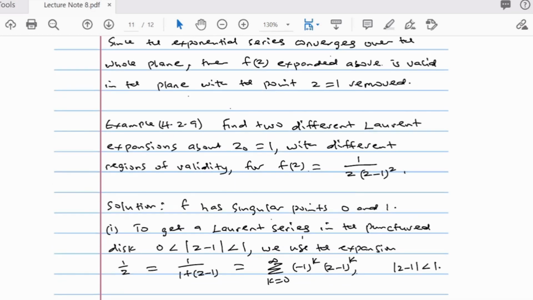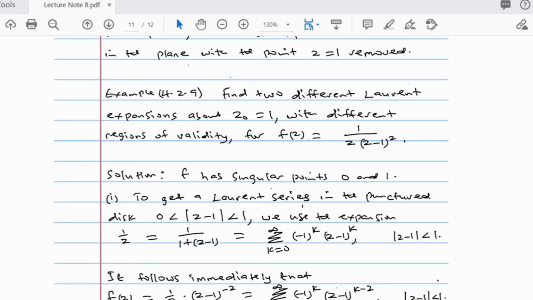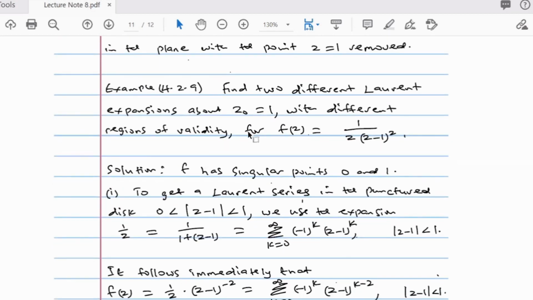Okay, you can do the same thing for this one here. You want to find the Laurent series expansion of f(z) with different regions of validity. So f(z) is equal to z over (z minus 1) to the power 2. What are the singular points of this function? The singular points are at z equals 0 and z equals 1.